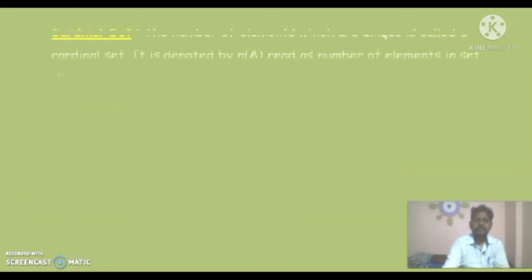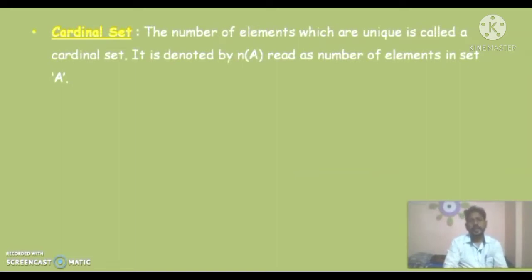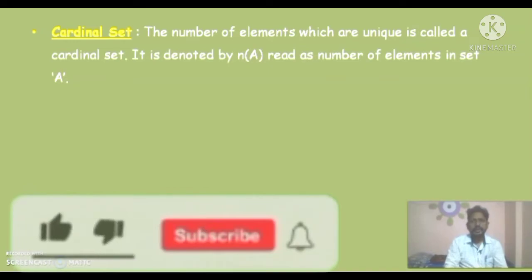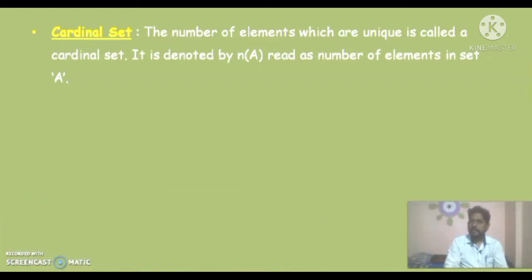Let me discuss a cardinal set. A cardinal set means the number of unique elements. It is denoted by n(A) and read as the number of elements in set A. Cardinal means we write a set with some elements, and if we count all the elements in a unique way, that is called the cardinal set.